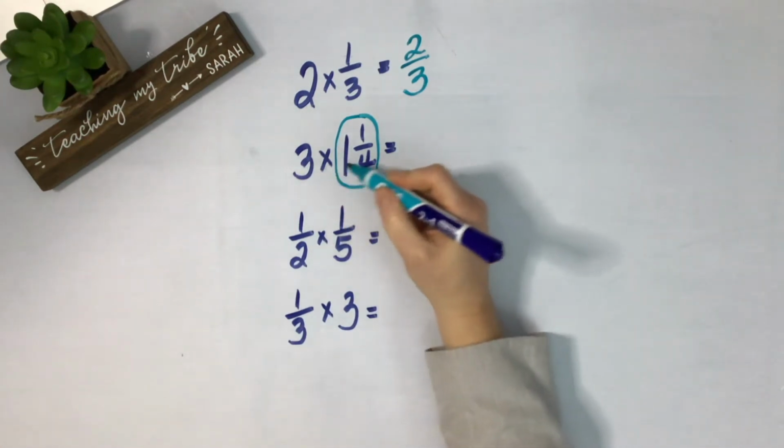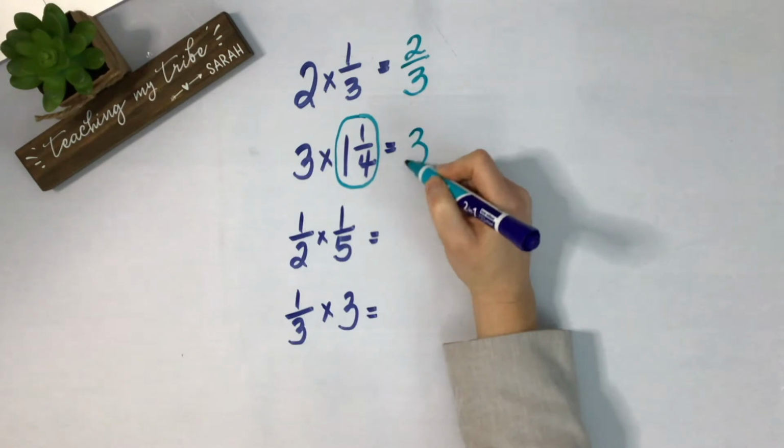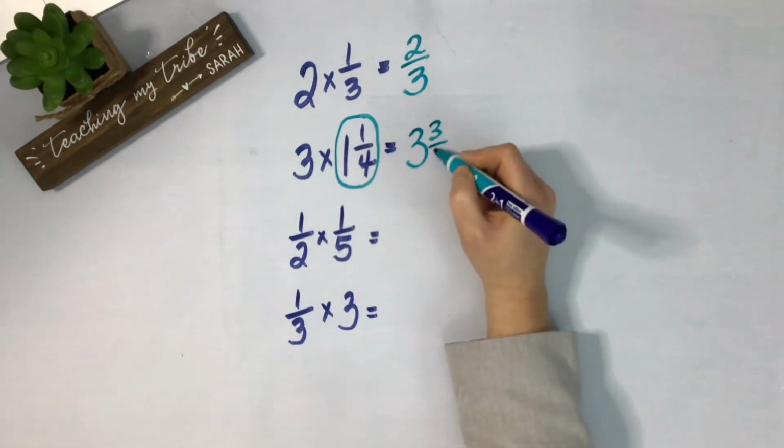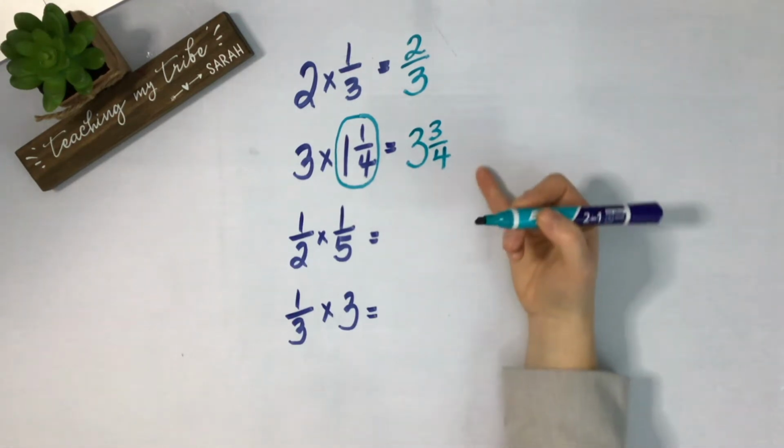So 3 copies of the 1 will give us 3. 3 copies of the 1/4 gives us 3/4. Done. So far, no need to reduce anything.